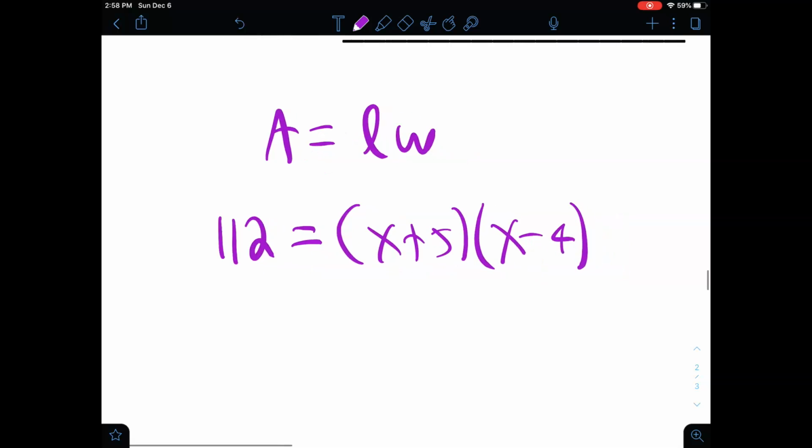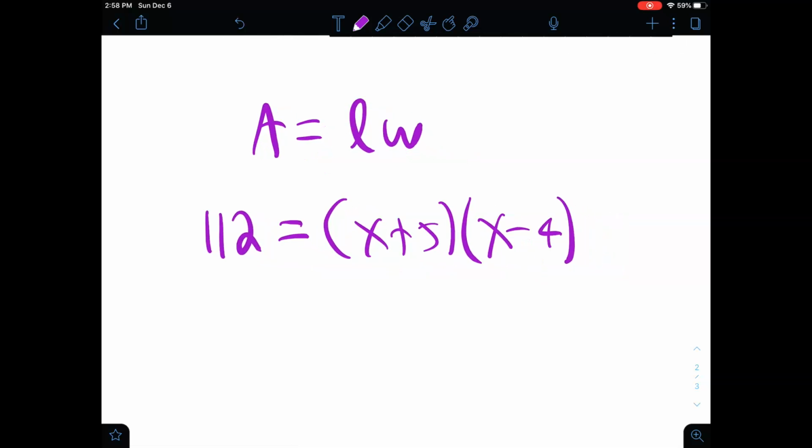All right, so now we're going to have to solve for x. In order to do that, we need to FOIL, and we need to make it equal to 0. So let's go ahead and do that first. We're going to double distribute here. So we're going to do x times x and x times negative 4.